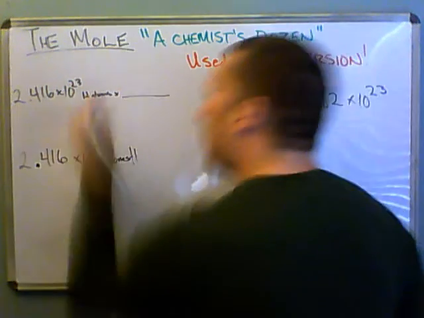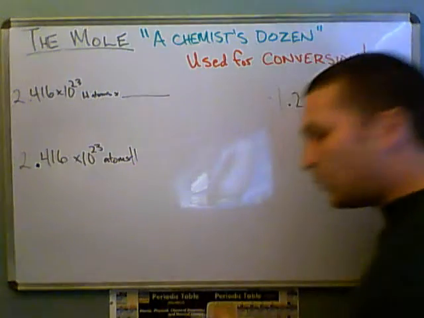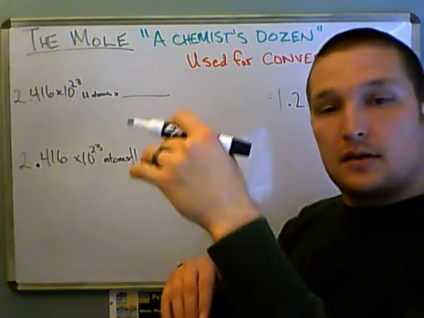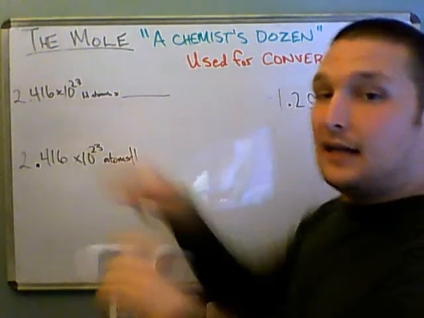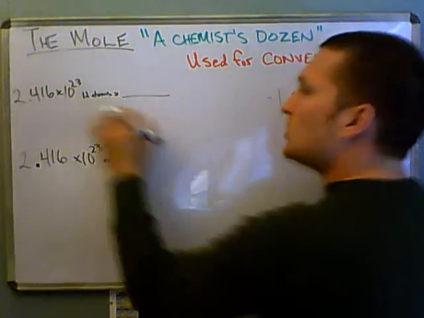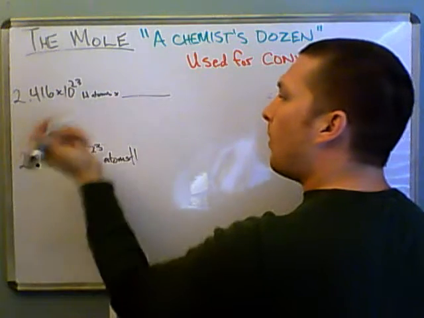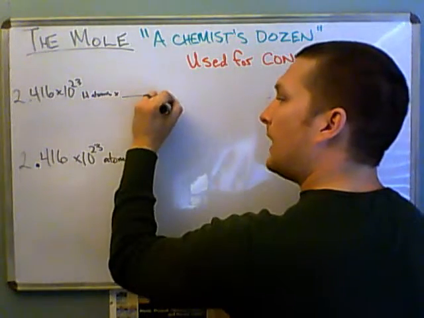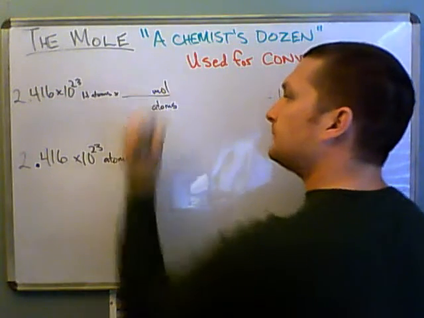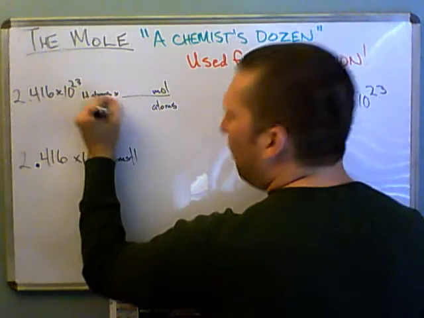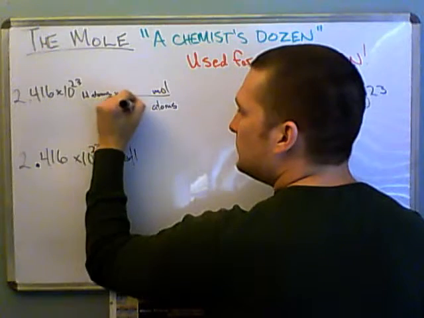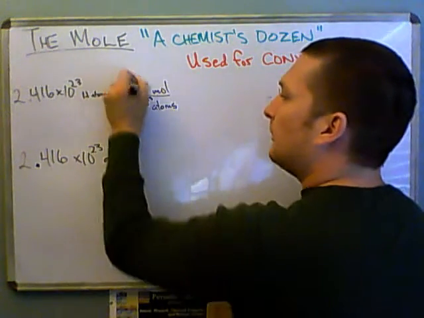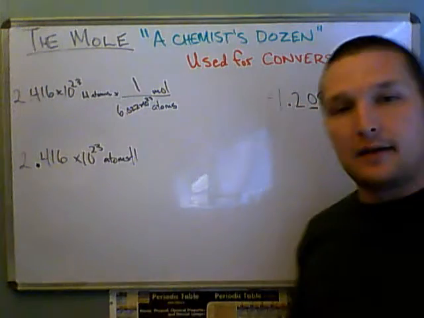Now I need to get into moles, right? Because the mole is the way that I can convert between grams and atoms. So I'm in atoms and I need to go to moles. So how many atoms are in 1 mole, right? Because I'm getting out of atoms, I put it on the bottom. I want to go to moles. Well, that's just the definition of a mole, right? 6.022 times 10 to the 23rd atoms in every 1 mole. That's just a dozen, right? A chemist's dozen.